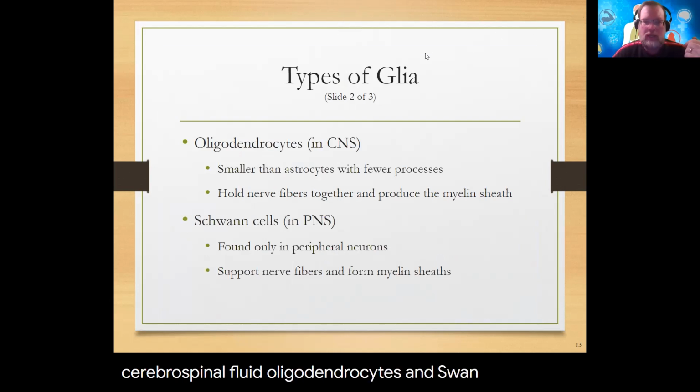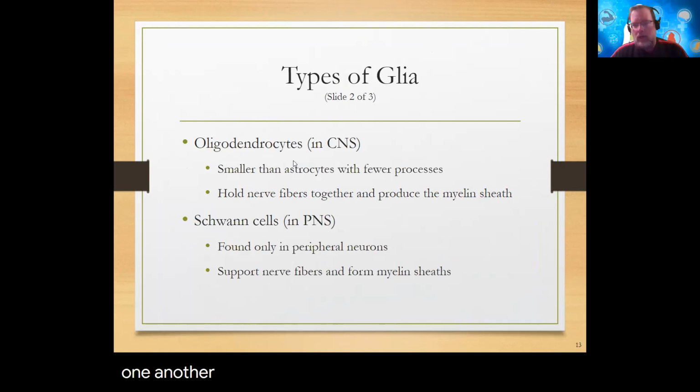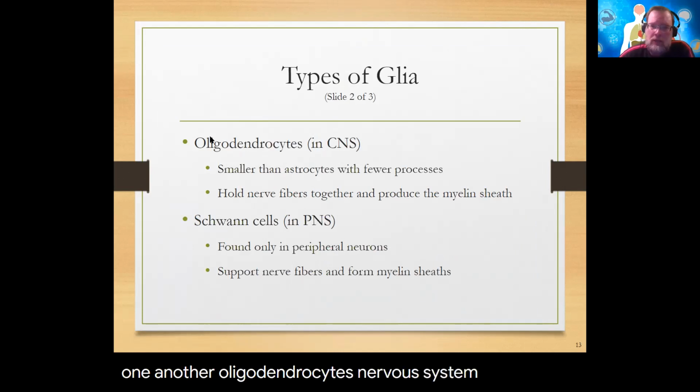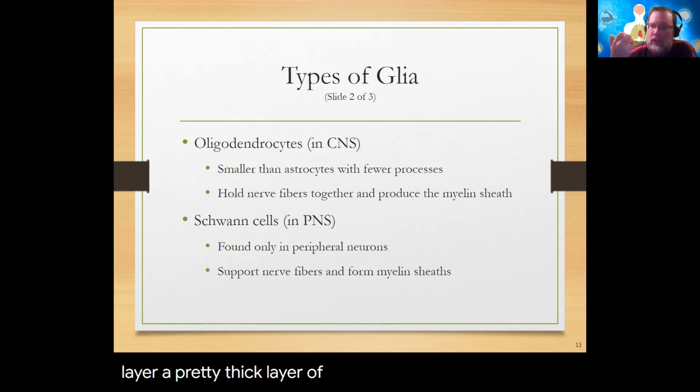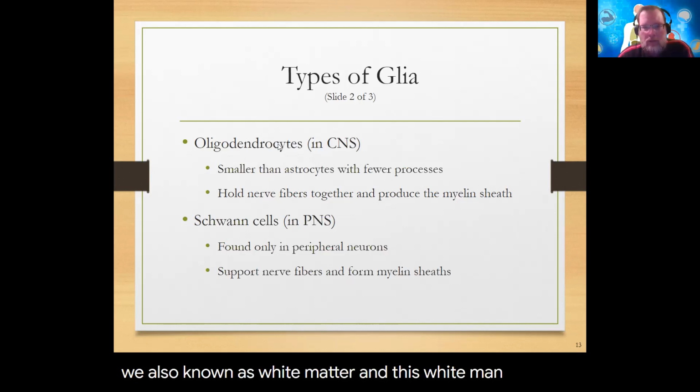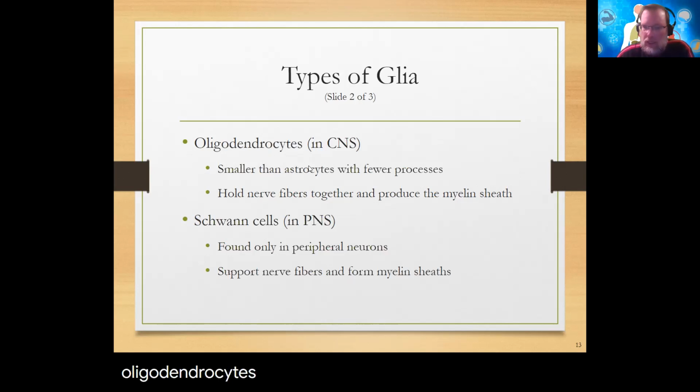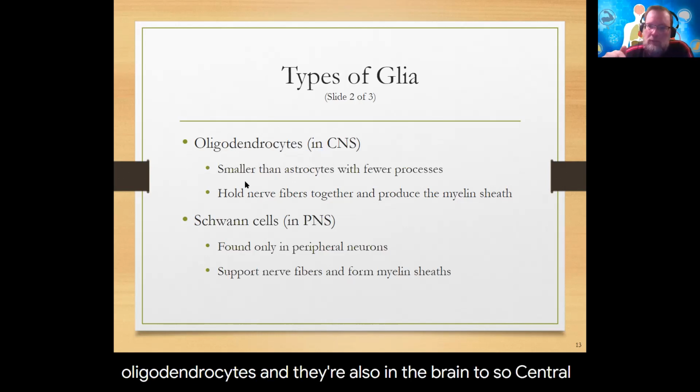Oligodendrocytes and Schwann cells. I put those together because they're very similar to one another. Oligodendrocytes are found in the central nervous system. These produce the myelin that surrounds your spinal cord, for instance. The spinal cord basically has a pretty thick layer of insulation called myelin, which we also know as white matter. This white matter, or myelin, is produced by specialized cells called oligodendrocytes, and they're also in the brain. So, central nervous system.